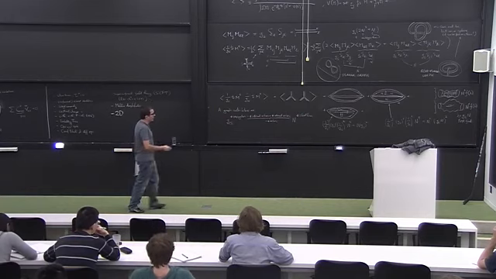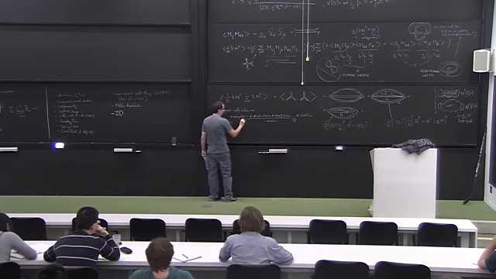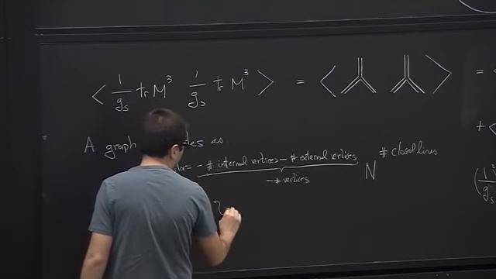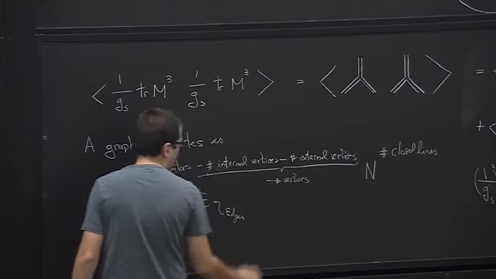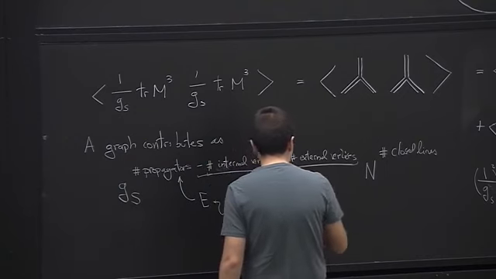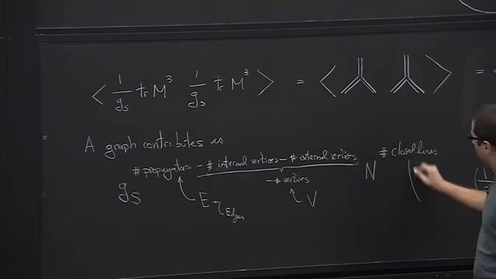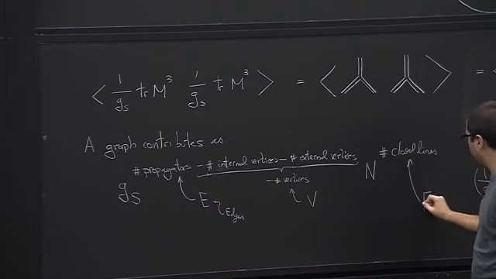Now, what is this from the point of view of the graph? The number of propagators is the number of edges of a graph. This is the number of vertices of the graph, which we denote by V. And the number of closed lines is the number of faces, F.